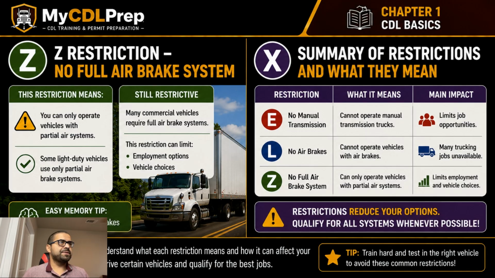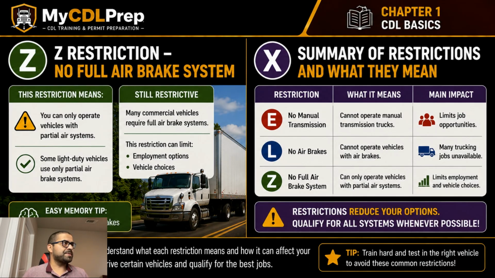Z restriction, no full air brake system. This restriction means you can only operate vehicles with partial air systems. Some light duty vehicles use only partial air brake systems. Still restrictive. Many commercial vehicles require full air brake systems. This restriction can limit employment options and vehicle choices. So the goal is to understand what each restriction means and how it can affect your ability to drive certain vehicles and qualify for the best jobs.